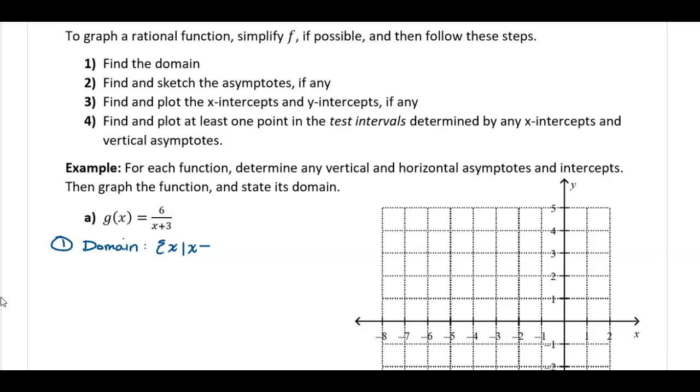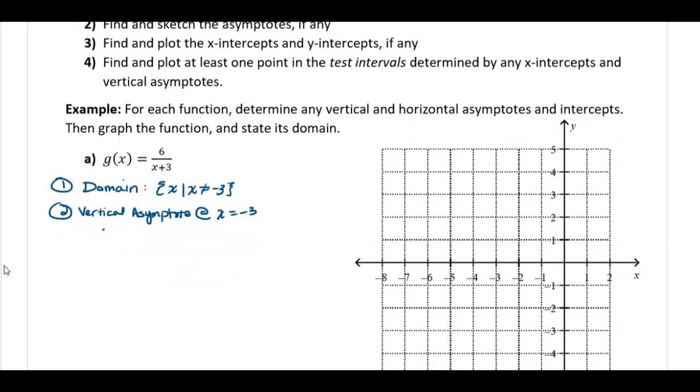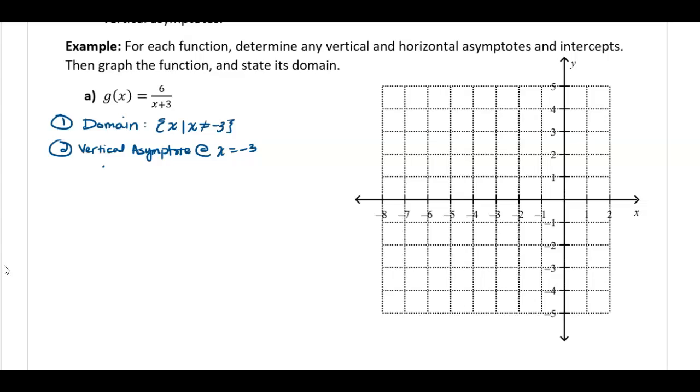x such that x cannot equal -3 because we cannot have 0 in our denominator. So we now know we have a vertical asymptote at x equals -3. I'm going to go ahead and come over here and sketch that. So we have a vertical asymptote at x equals -3.